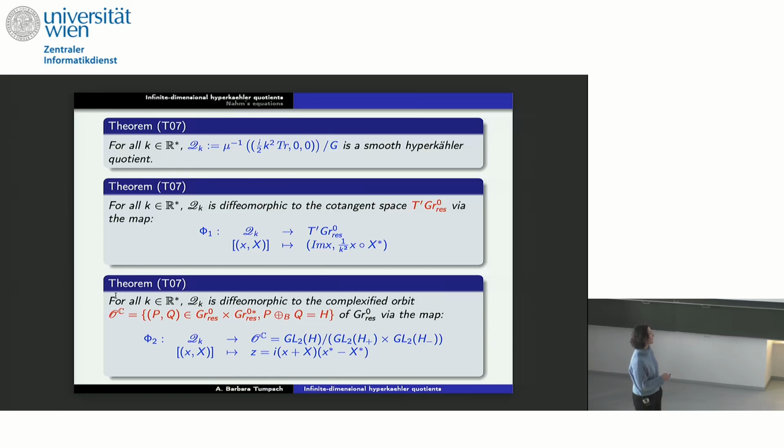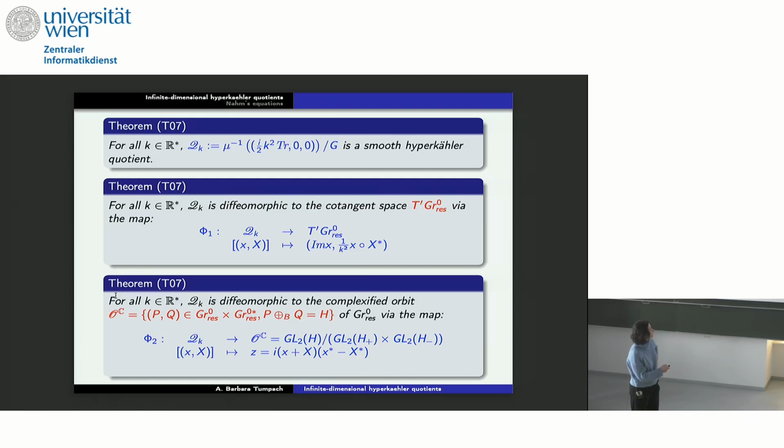Second identification: the same quotient space is diffeomorphic to a complex extension or complex orbit of the restricted Grassmannian. So how is this identification? An element of the Grassmannian is a closed subspace in your Hilbert space. You can consider its orthogonal, which is another one, and it will live in a kind of dual Grassmannian. If you exchange H+ and H-, you get another type of Grassmannian. The complexified orbits are those pairs of subspaces which are in a direct sum like this. Here it's a Banach sum, so there's no orthogonality. That means simply that these two spaces are complements of each other.